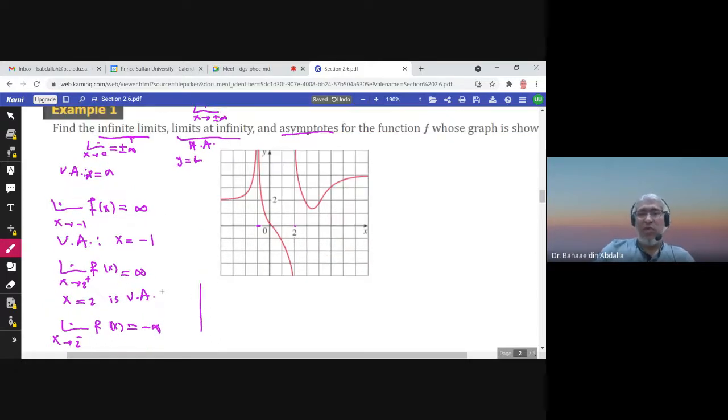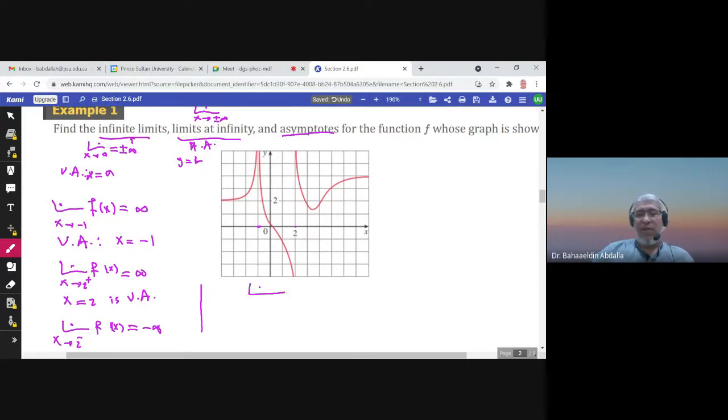Now let us look at limits at infinity. Let us find the limit when x approaches infinity of this function. So x is going there. The function is approaching this line. What is this line? It's approaching 4. So we have a horizontal asymptote, y equals 4. This line, y equals 4, is a horizontal asymptote.